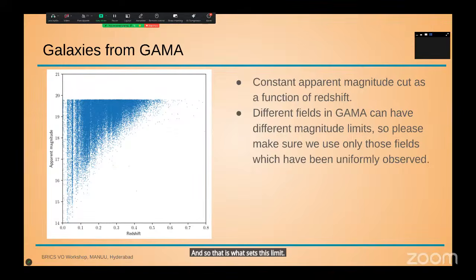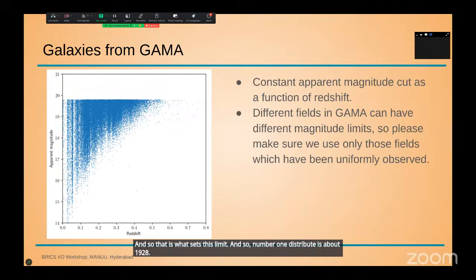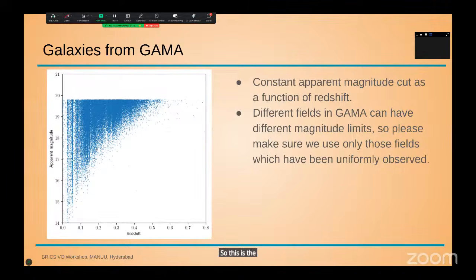For GAMA, this limit is about 19.8. There will still be some galaxies which are a little bit fainter because they observed a little bit deeper, or they took spectra from other surveys and put that in the survey. So this is the reason you may sometimes see some outliers, but we will cut them off. How to get this kind of graph, we will see. Is that fine?